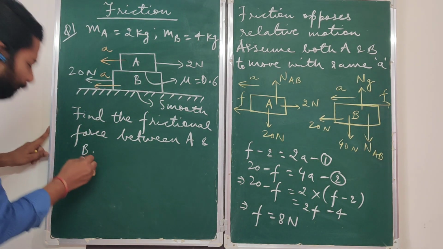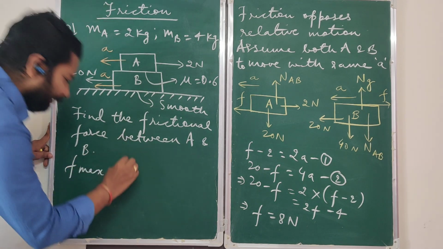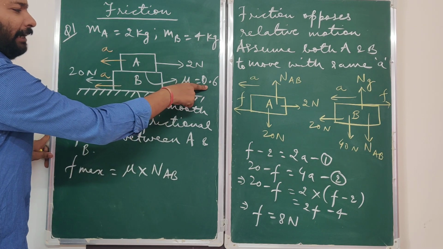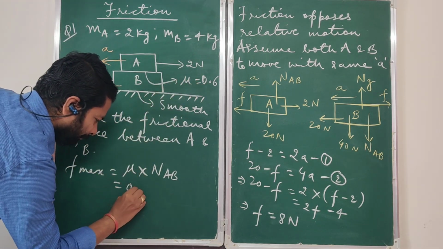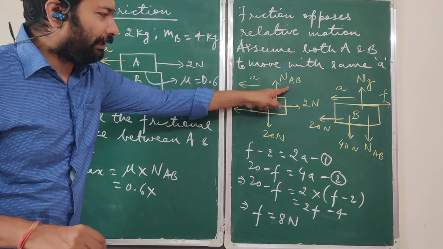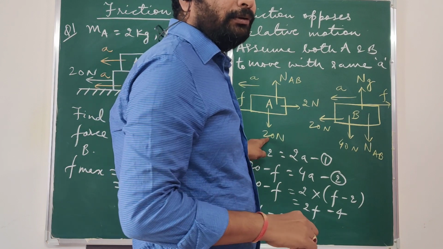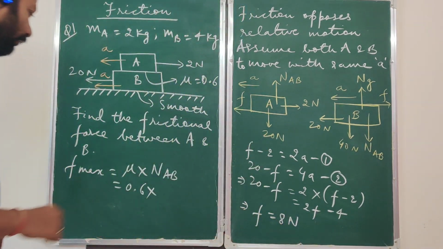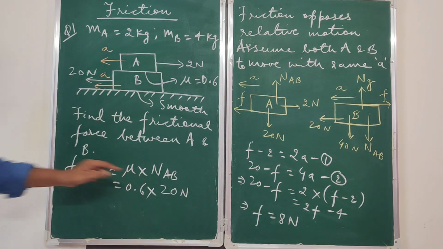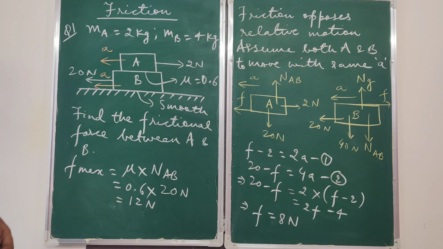So what is the maximum possible value of frictional force which can be generated between A and B? It will be mu into NAB. So what is mu value? 0.6. What is the normal reaction value? It will be equal to, can you see it here? It will be equal to 20 Newton. So now 0.6 into 20 Newton. So this is equal to 12 Newton.